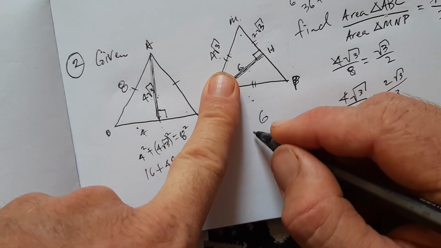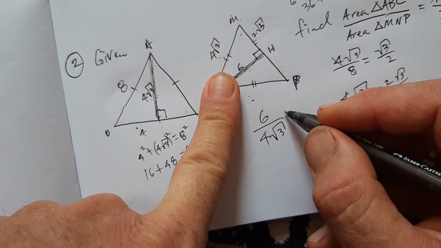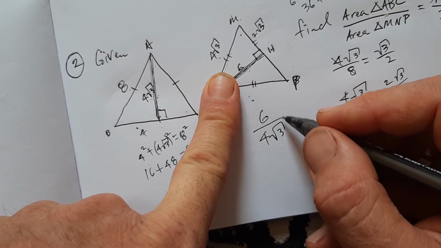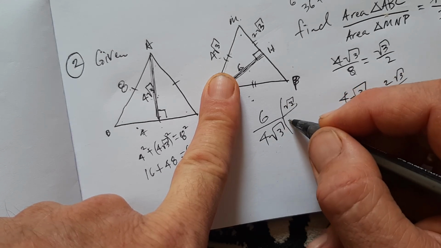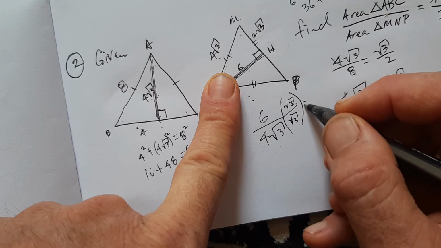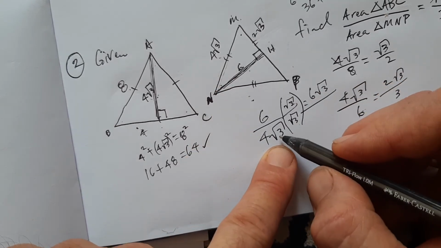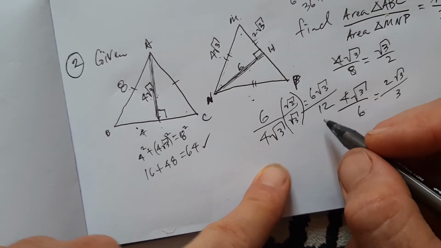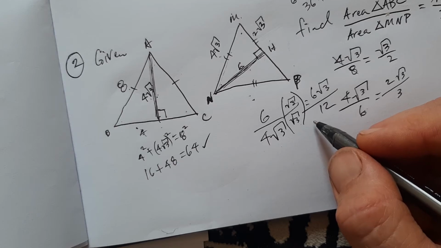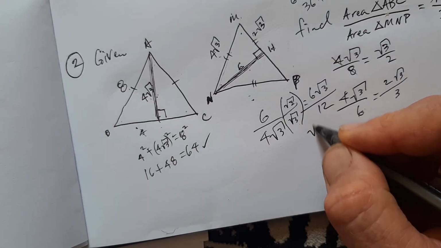So if I did 6 over 4 square root of 3, multiplied both top and bottom by square root of 3 over square root of 3, I get 6 square root of 3 over 12. Oh, geez. That's what I did wrong. Yeah. So there I get my square root of 3 over 2.